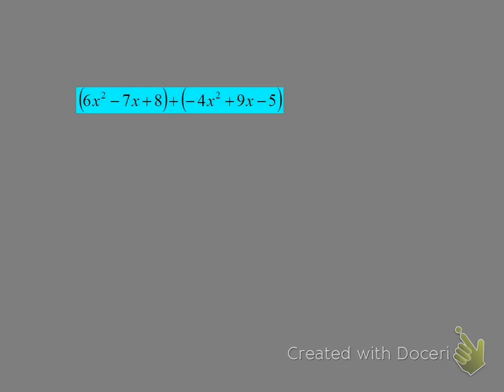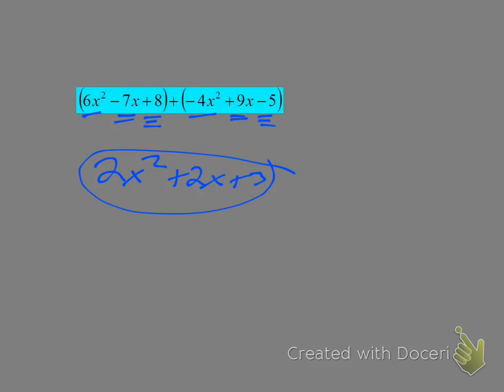You distribute the plus, which means you're just going to flip the signs. It's a plus. Add like terms. There you go. Like terms: 6x squared minus 4x squared gives you 2x squared. Negative 7x plus 9x gives you what? 2x. Plus 8 minus 5 gives you plus 3. And we circle.